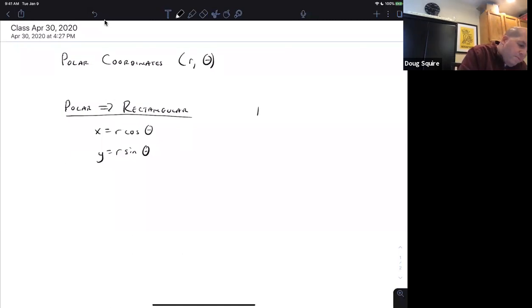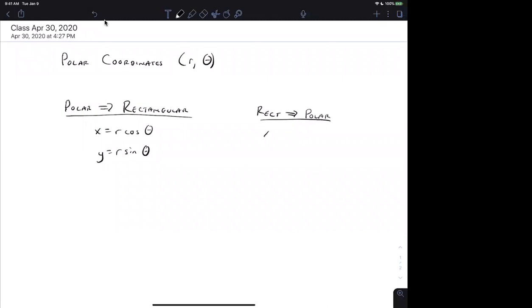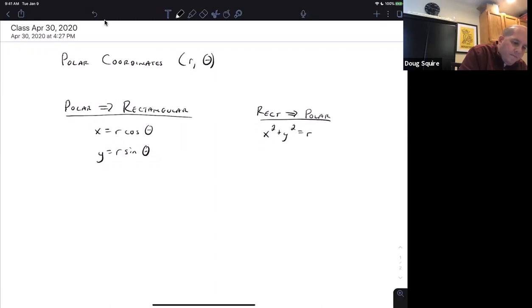When you go from rectangular, I'm using the word rectangular, we could also use the word Cartesian. But if I go from rectangular to polar, you can use the conversion formulas where x squared plus y squared is equal to r squared because of the Pythagorean theorem. And then alpha, which is the reference angle for the angle theta, alpha is the inverse tangent of the absolute value of y over x.